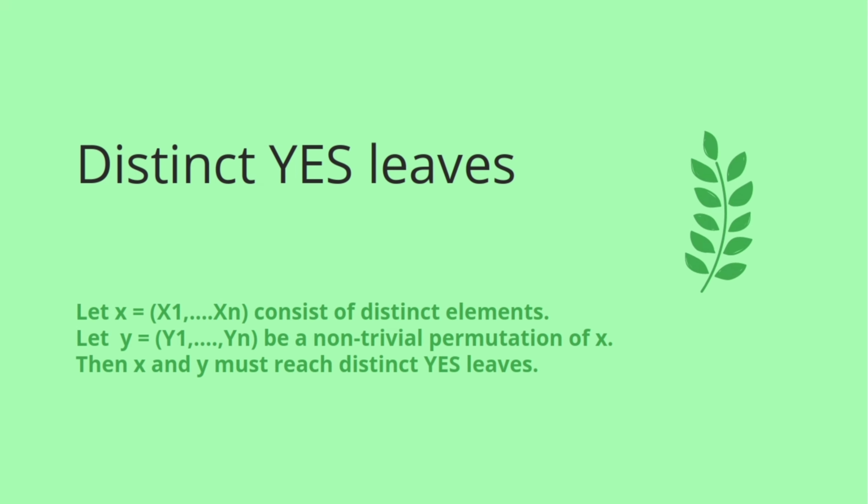The second claim is that distinct yes leaves. That is, the claim states that let x equals x1 to xn consist of distinct elements and let y equals y1 to yn be a non-trivial permutation of x. Then x and y must reach distinct yes leaves.